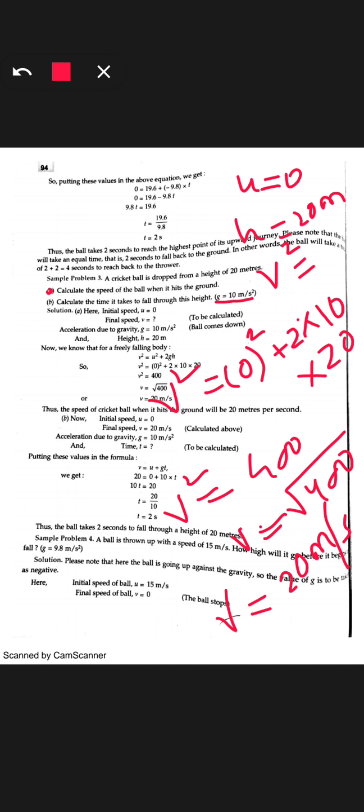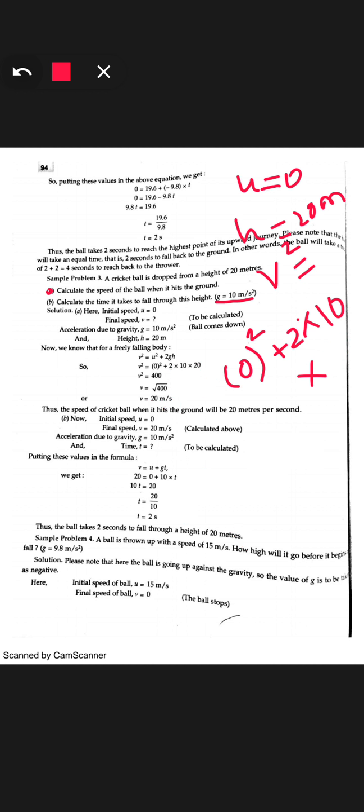So here is how we take out the value of v, by using the third equation of motion. Now in the second question, it is given that we have to calculate the time. We already found the velocity v, and we have the velocity u also, and we have h also. So we can use either of two equations, the first or the second, for finding the time. But it is easier to use the first equation, that is v equals u plus gt.